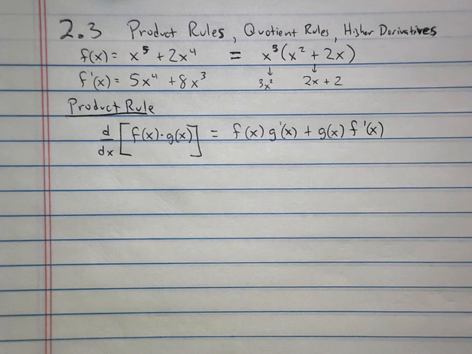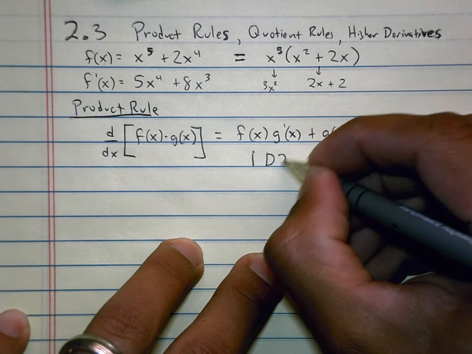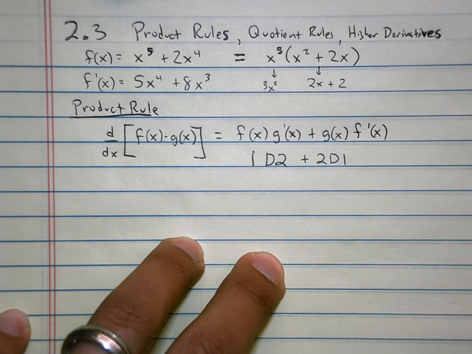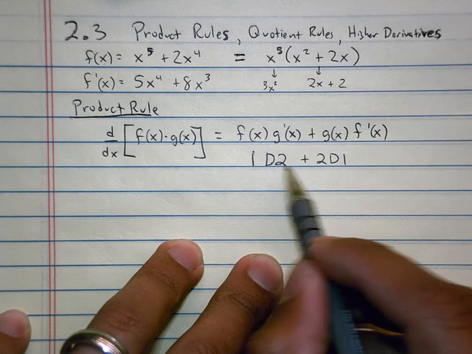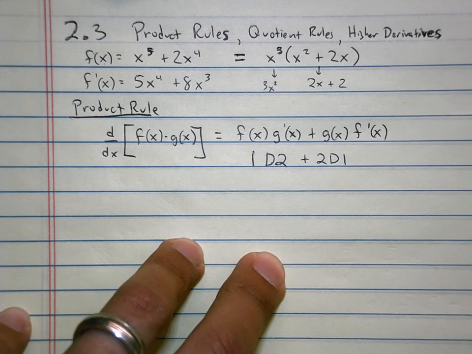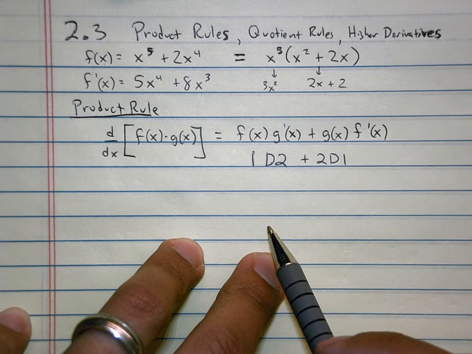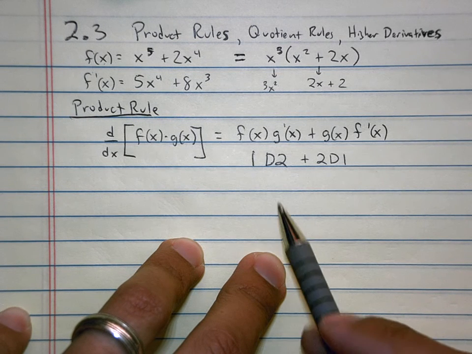I have it memorized like this: 1d2 plus 2d1. It kind of has a little ring to it to me. 1d2 plus 2d1. I think I'm starting to hear that ring. 1d2 plus 2d1.